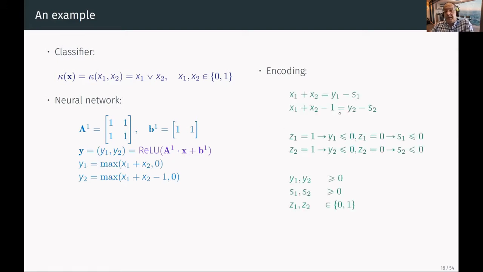But the point actually is the encoding itself. As you can see, what I'm doing here is using what I showed in the previous slide. So how do I do y1 and y2? Essentially, I equate the sum with the difference between two variables, and I equate the other sum with the difference between two variables, such that if the sum is positive, it's going to be equal to y1, and if it's negative, it's going to be equal to minus s1.